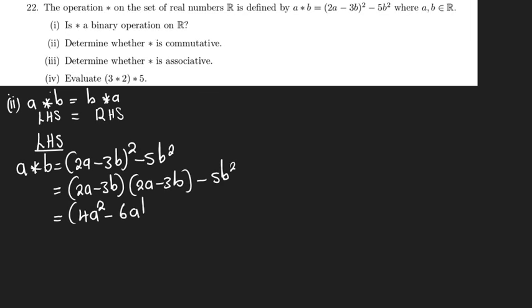Let's try to expand this. So we are going to have 2A minus 3B multiplying 2A minus 3B, then minus 5B power 2. 2A multiplied by 2A is going to give us 4A power 2. Then 2A multiplied by negative 3B is going to give us negative 6AB. Then negative 3B multiplied by 2A is going to give us 3.